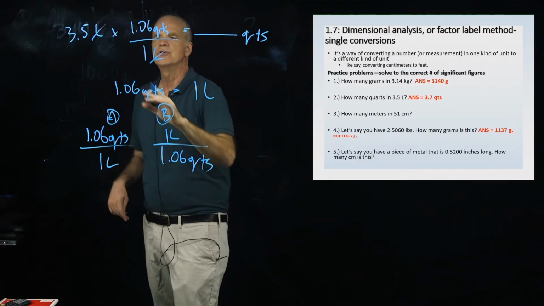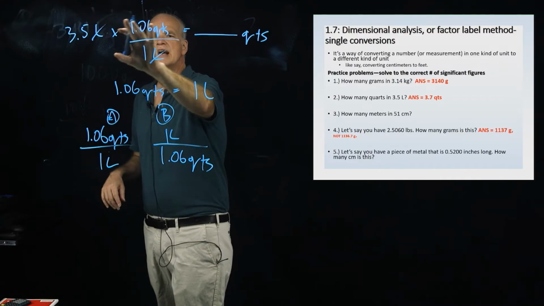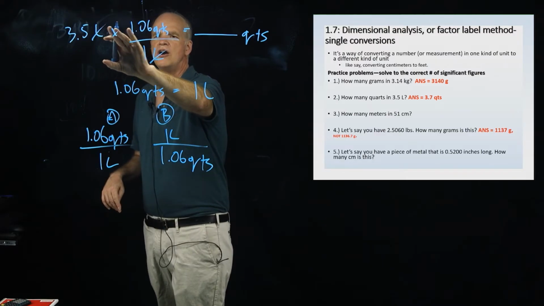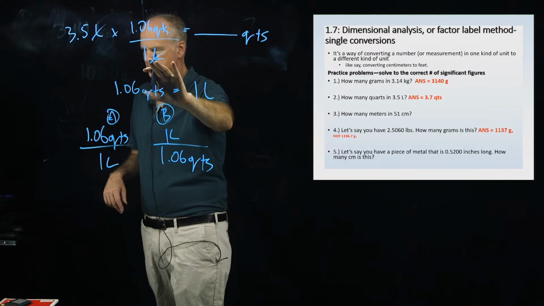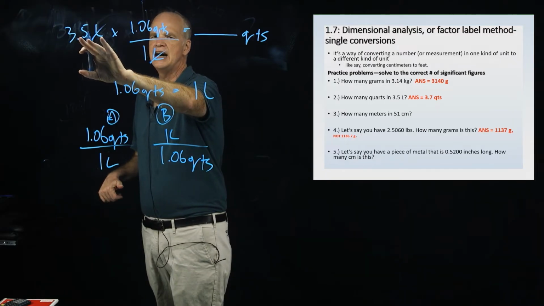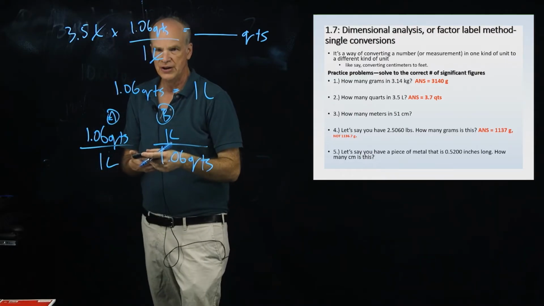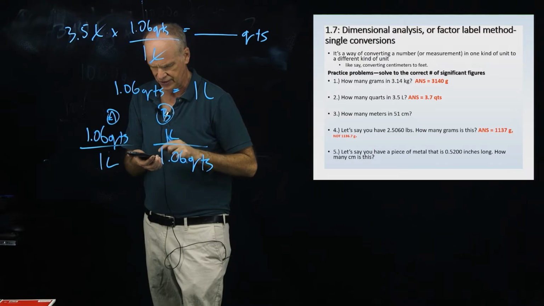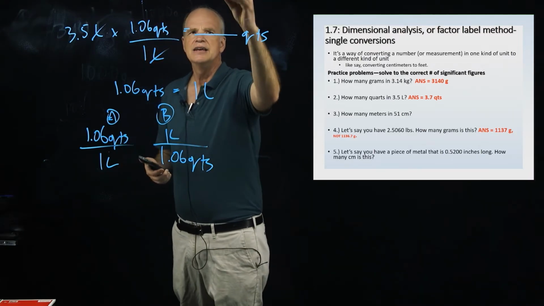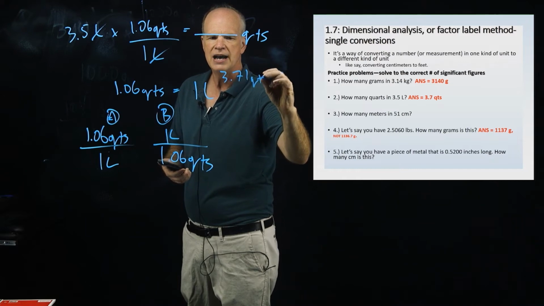Now the math. I should have said this before, I'll say it now. When you're handling the math, you multiply all the numbers in the numerator, and then when you drop down to the denominator, you divide. So the math is 3.5 times 1.06 divided by 1. So it's basically 3.5 times 1.06. The number I get is 3.71 quarts. Now we have to be careful.